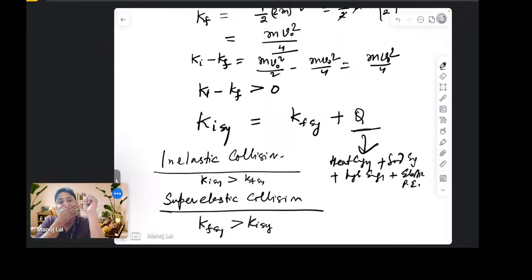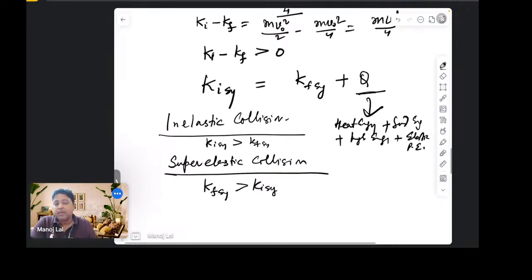One nucleus of uranium 235, when it interacts with a neutron, is split into two middle range elements, and it gives 200 mega electron volt of energy. You can understand that 235 grams divided by 6.023 times 10 to the 23 is that much gram of uranium. So a small quantity is giving 200 mega electron volt. So that is also a kind of super elastic. It's not exactly super elastic, it is a nuclear reaction.